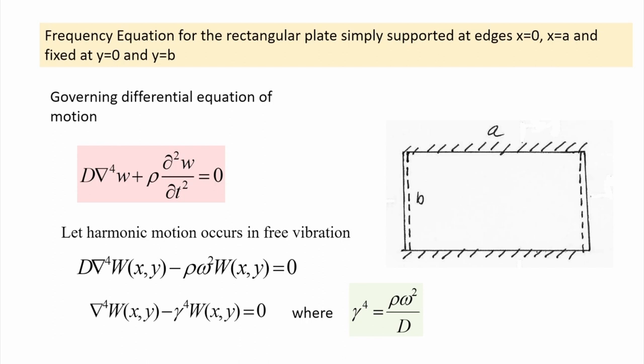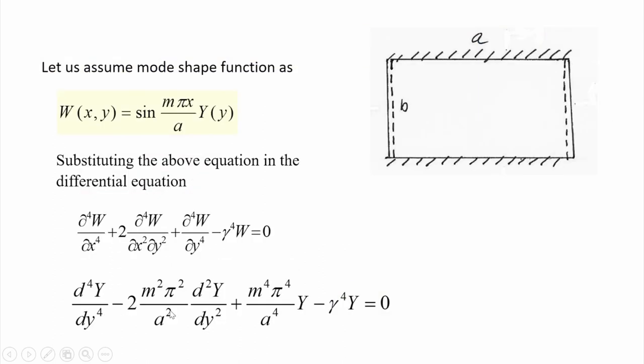So we get an equation, that is del 4 capital W, which is a function of x and y, minus gamma to the power 4 W(x,y) equal to 0, where gamma to the power 4 is rho omega square by D. So based on that, let us now proceed forward. Assume the mode shape function as W(x,y) equal to sin m pi x by a into capital Y(y). So this function satisfies the boundary condition at x is equal to 0 and x is equal to a.